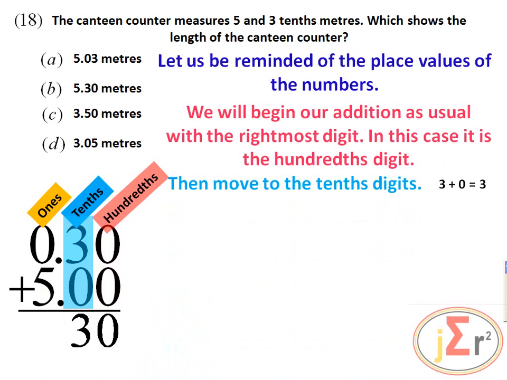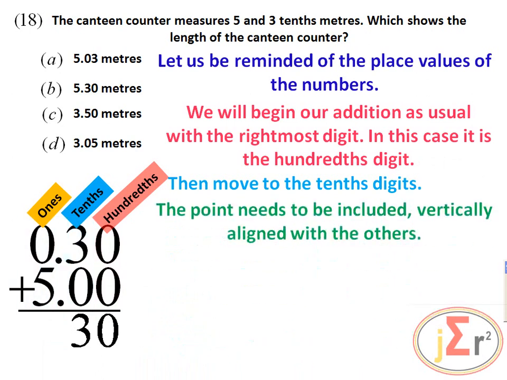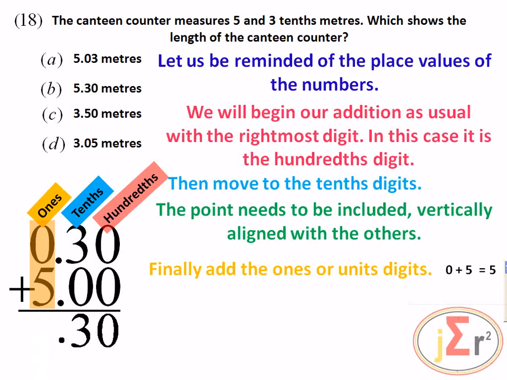No, you have to put down the decimal point. Okay, so we'll put the decimal point first. So the point needs to be included vertically aligned with the others. So put the point right there, because we are adding numbers with decimal fractions. The decimal point must be included, and it must be included at the appropriate time and place. Next, or finally, we will add the ones or units digit. So we have 0 plus 5, and that is equal to 5. And that, no doubt, will be our answer, and it is represented by what option? B. 5.30, and it is represented by option B.